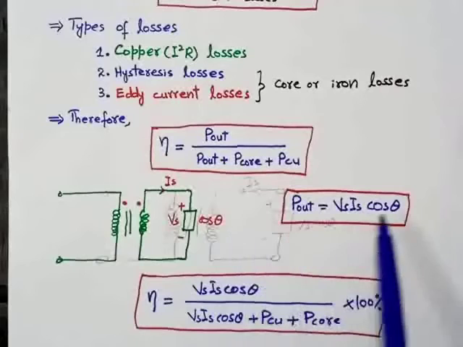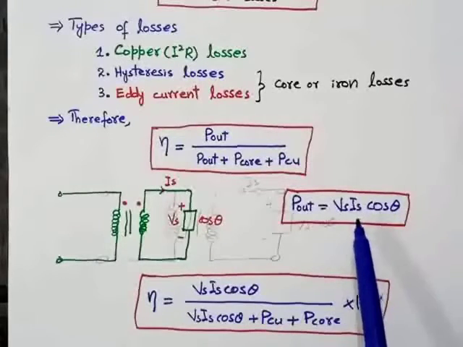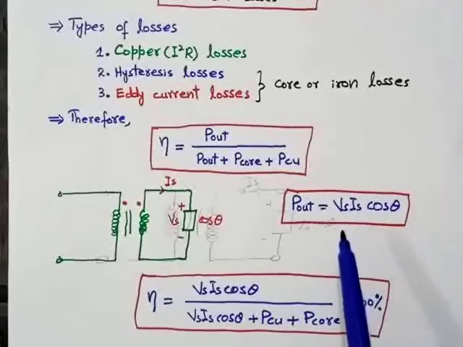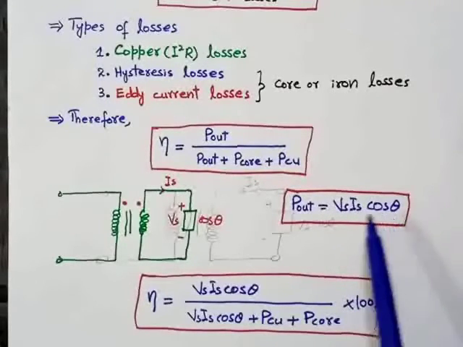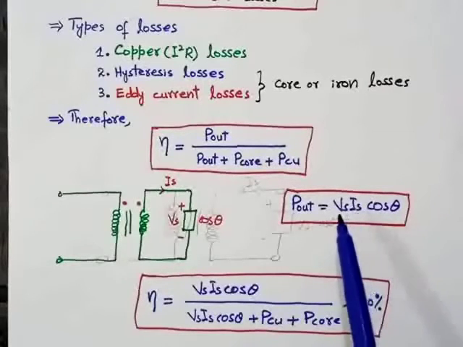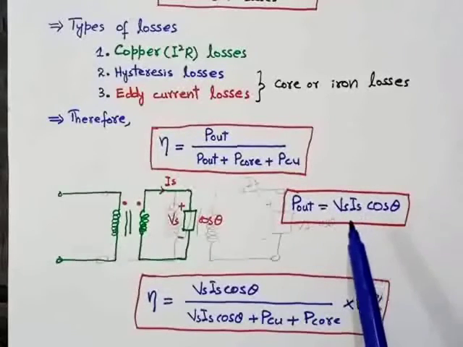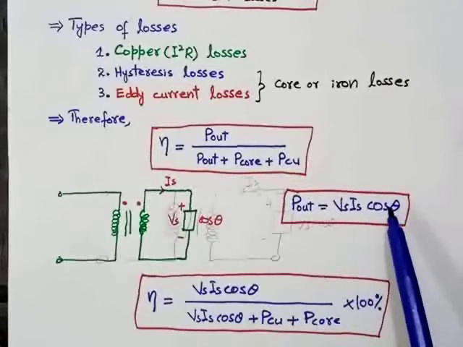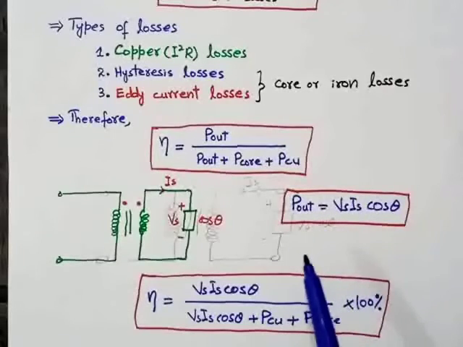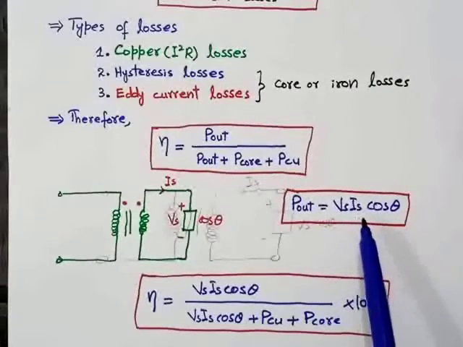Theta is basically the phase difference between voltage and current. As we know, in case of resistive load, the phase difference between voltage and current is 0 degree. In case of capacitive and inductive load, the phase difference between voltage and current is 90 degree if we apply pure inductive or capacitive load. If we apply the combination of inductive, capacitive and resistive load, then the phase difference can be between 0 and 90 degree.